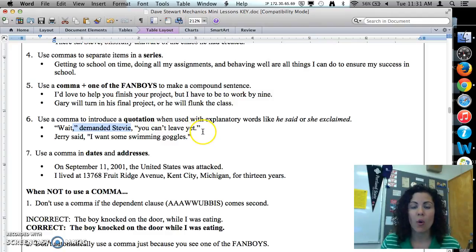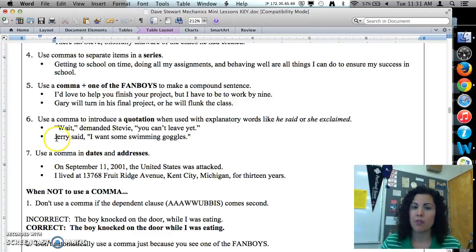mark. The only way this would be different is if you are citing an author here. Wait, demanded Steve, let's say that's a famous author, right? You can't leave yet. And then I want to put the page number. With MLA citation, I would not put a period there. I would put the page number here. Maybe it's page 83. And then I would put my period there. That's the only kind of caveat, but your teacher should go over MLA formatting with you and be specific about that. Otherwise, the period goes inside the quotation.